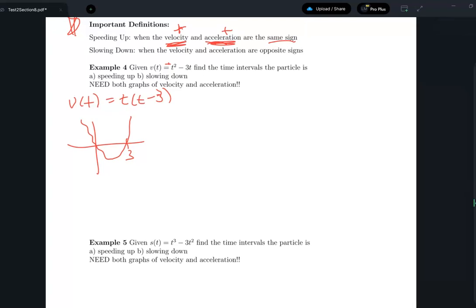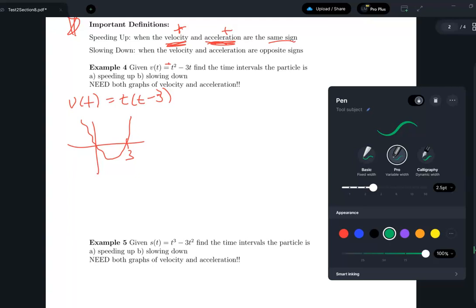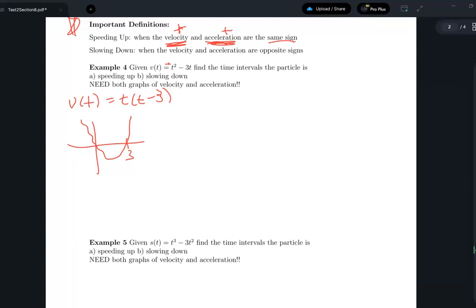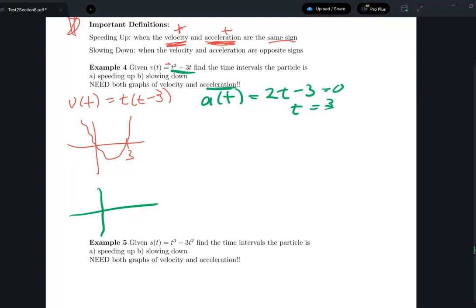Now I'm going to suggest you draw the acceleration right underneath. The acceleration is the derivative, right? So I take the derivative, and I don't have to do the product rule. I get 2t minus 3. Acceleration equals 0 when t is equal to 3/2, right? So that's right there, and it's a line with a y-intercept, looks like that. Make sure you label your graphs, for you and for me, so we can see which ones you're looking at.